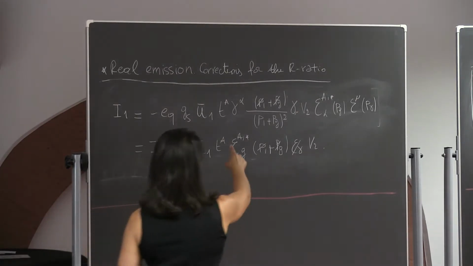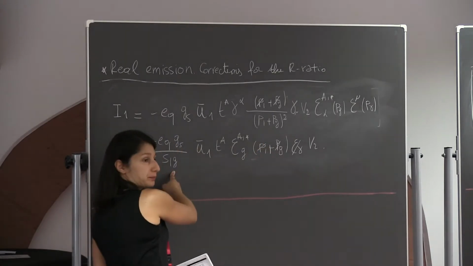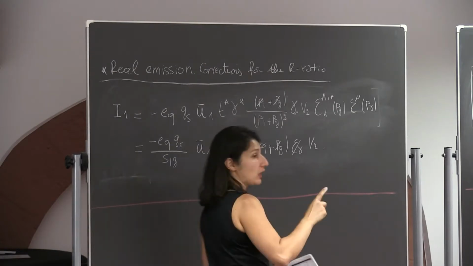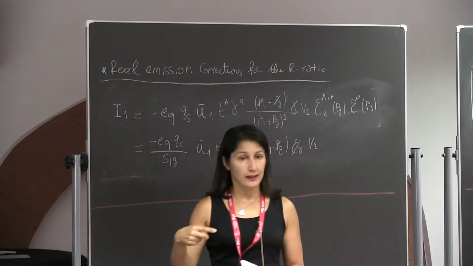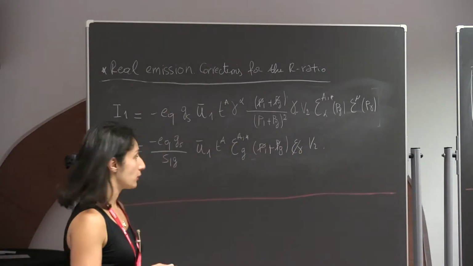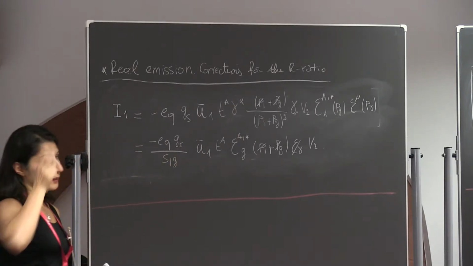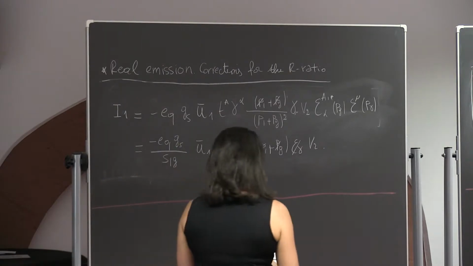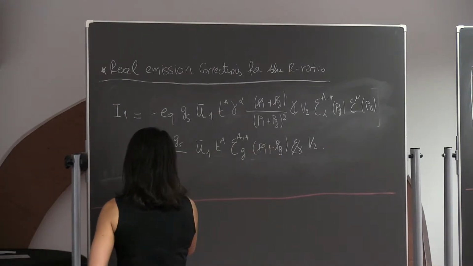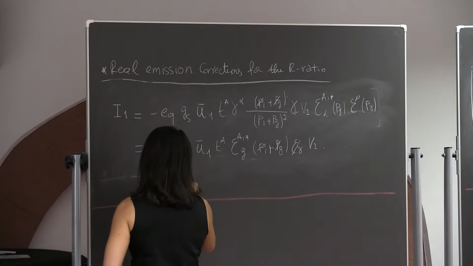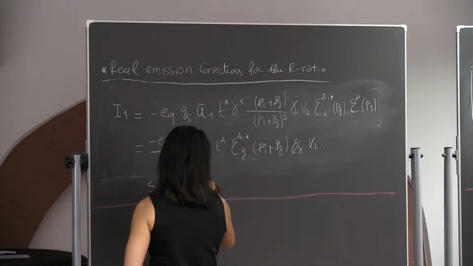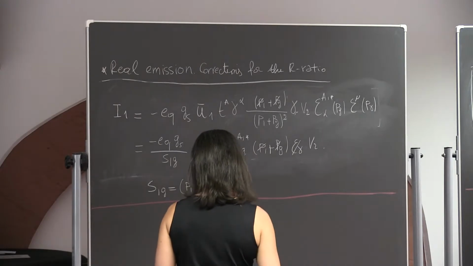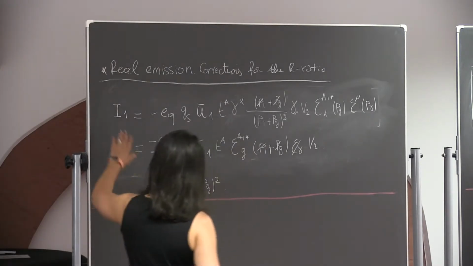So P1 plus PG squared is replaced by S1G. Okay? P1 squared is 0, PG squared is 0. You have 2 times P1 dot PG, and that's the invariant S1G. So that's what I did here. The rest is the same. Okay? I can define it here. S1G is just P1 plus PG squared. And so this is our expression for I1.